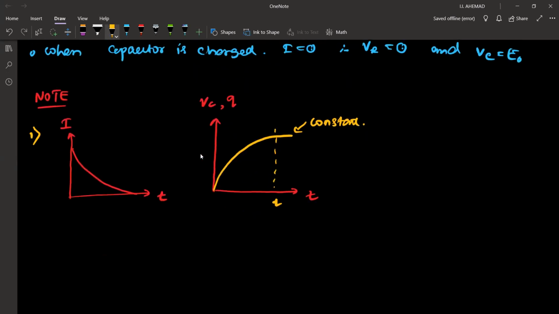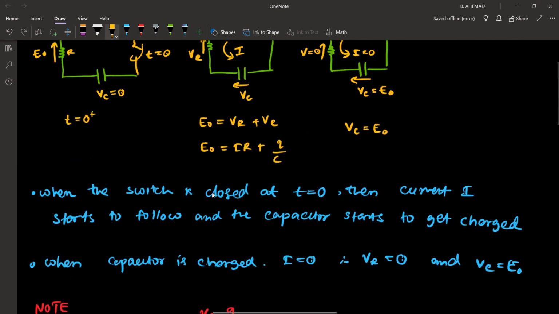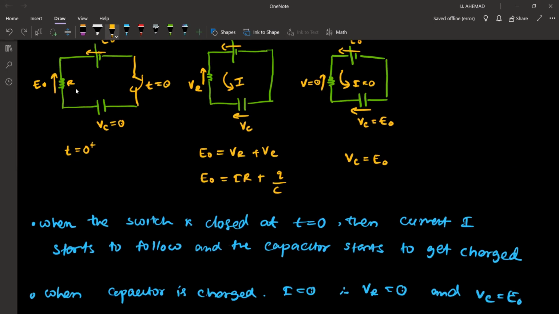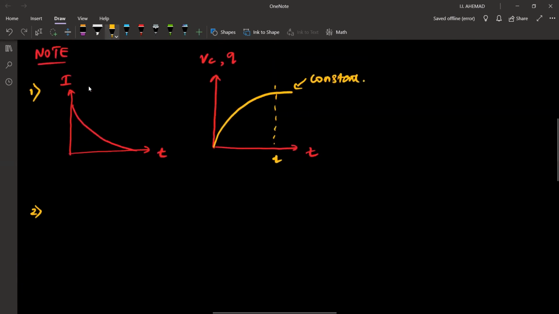Note number 1. Note number 2. We have a resistor and a capacitor, right? If we multiply these two values, we call that as tau. Tau is equal to RC. Let's look at the dimension of tau.